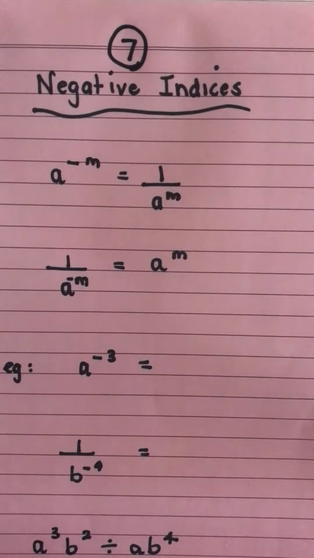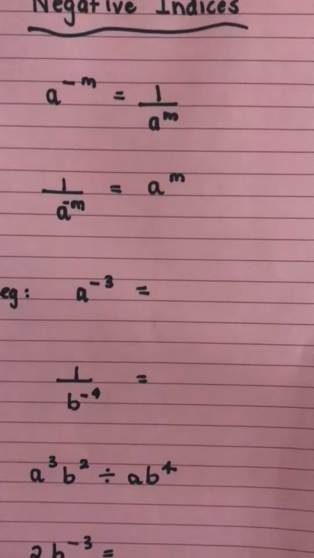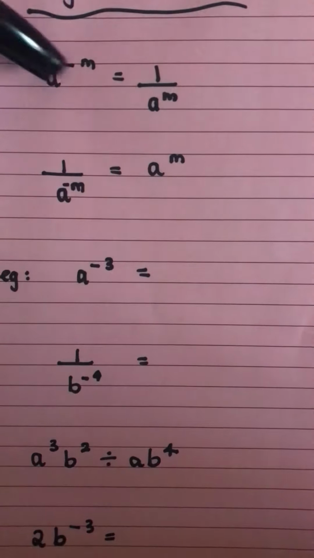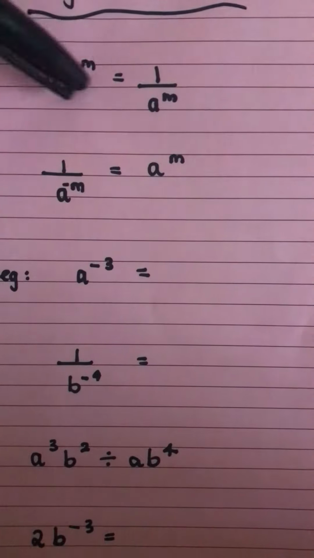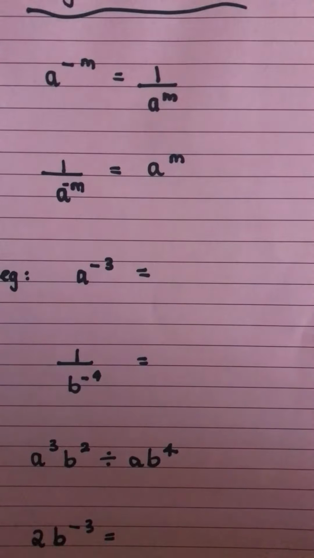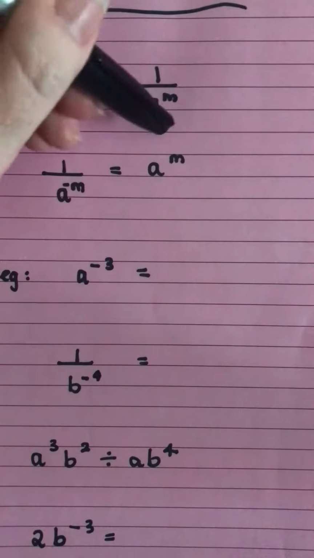Okay, this is our 7th video in our series on index laws. In this one, we're looking at negative indices. Now, if we have a term that is raised to a negative power, what we can do is take it to the bottom of a fraction, and then it can become positive. So we've got a to the negative m is 1 over a to the m.